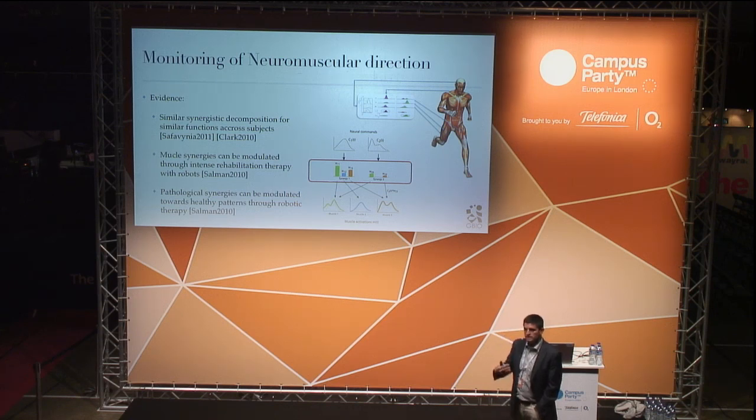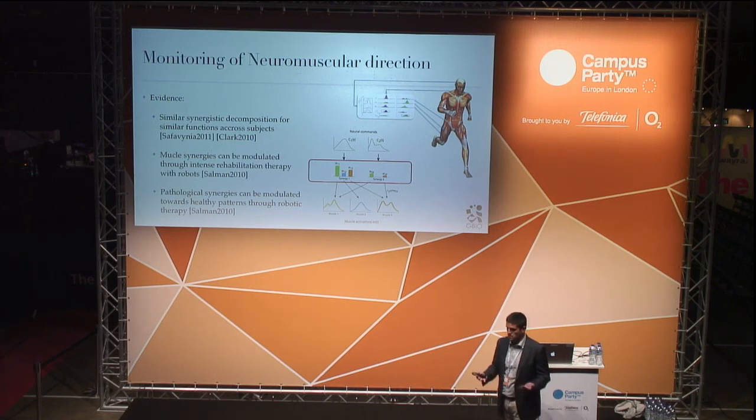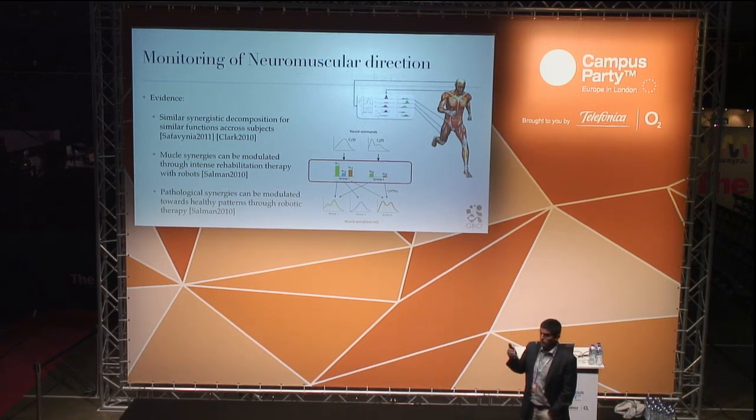We coordinate the activities, at least for the lower limbs, at the spinal cord level. And then we implement the functions, the activities, with our muscles. So for the particular case of walking, the spinal cord is coordinating the neural drive that is coming from the brain, and directing it to the different muscles in a coordinated way. This is done by what is called synergy.